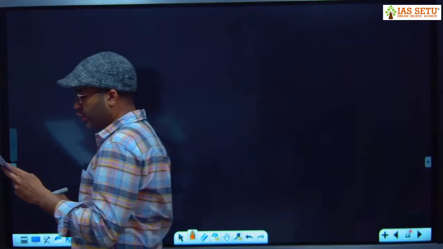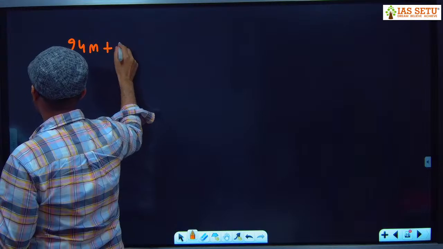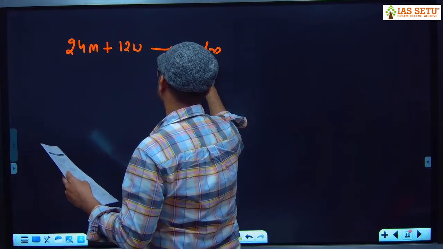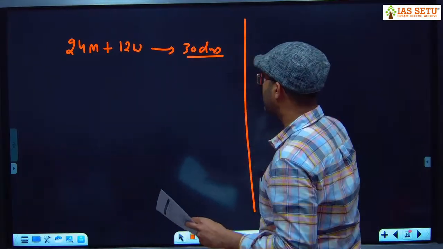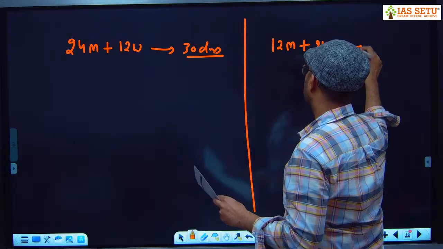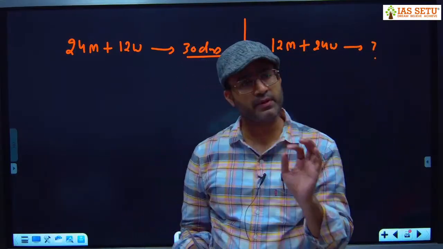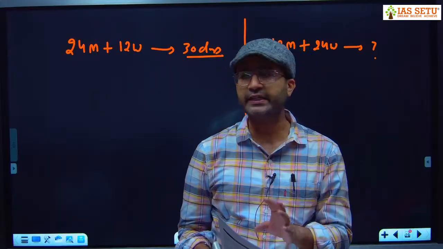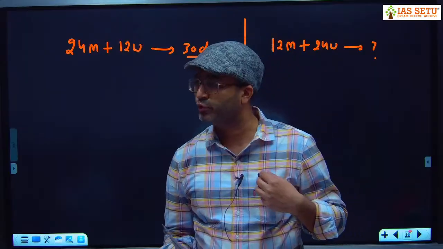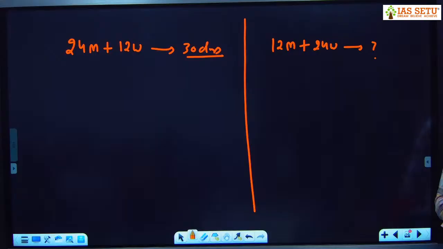So here in the question it is mentioned 24 men and 12 women can do a piece of work in 30 days. Then it is asked 12 men and 24 women will take how many days? If you are really good with concept, answer is D. Data is inadequate. Why? Because the efficiency relationship of man and woman is not given. तो answer D है. But I will explain.